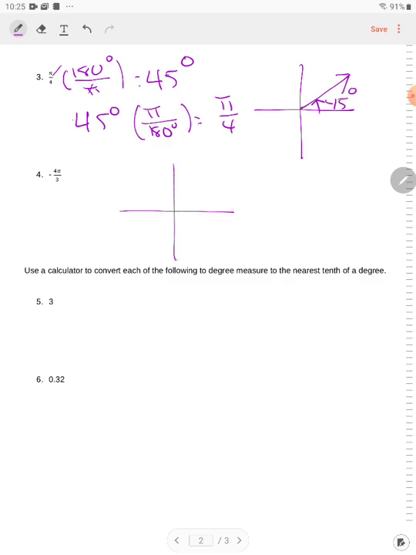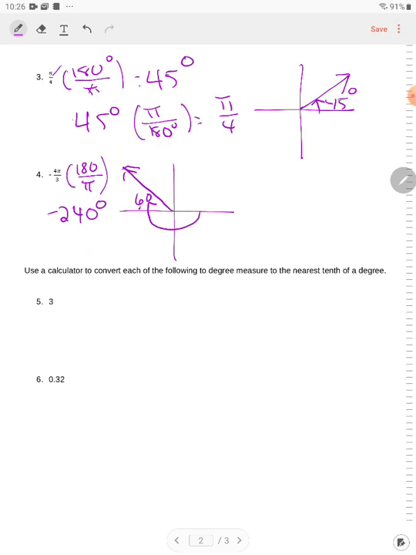Okay, negative 4 pi over 3. So I'm going to convert this to 180 divided by pi. So 4 divided by 3 times 180 is negative 240. Again, we're looking at an angle that goes clockwise. So you have 180 here. We're passing 180. So notice we're in quadrant 2 this time. So let's see, 240 minus 180 because we've gone 180. And once again, is 60 degrees.